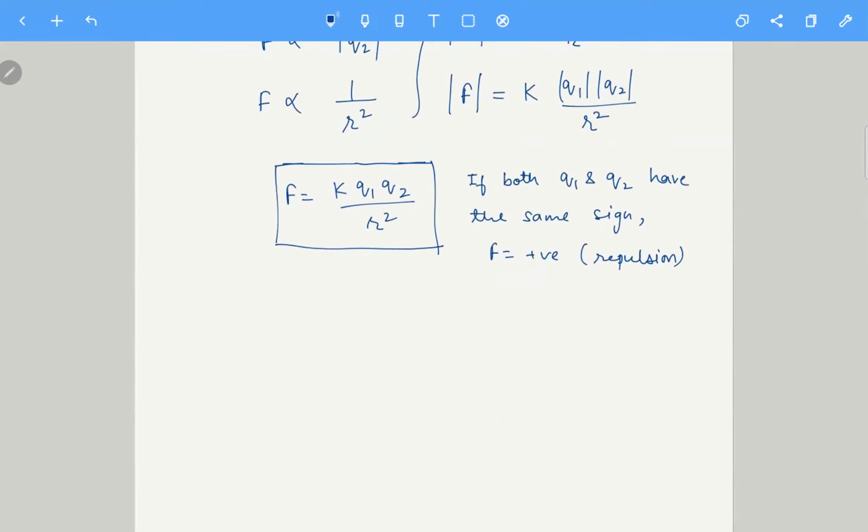And if both Q1 and Q2 have opposite signs, positive and negative values of force are indicating two different directions of force. एक attraction force और एक repulsion force. Both Q1 and Q2 have opposite signs, we say that force is negative, and negative force means attraction. ठीक है?